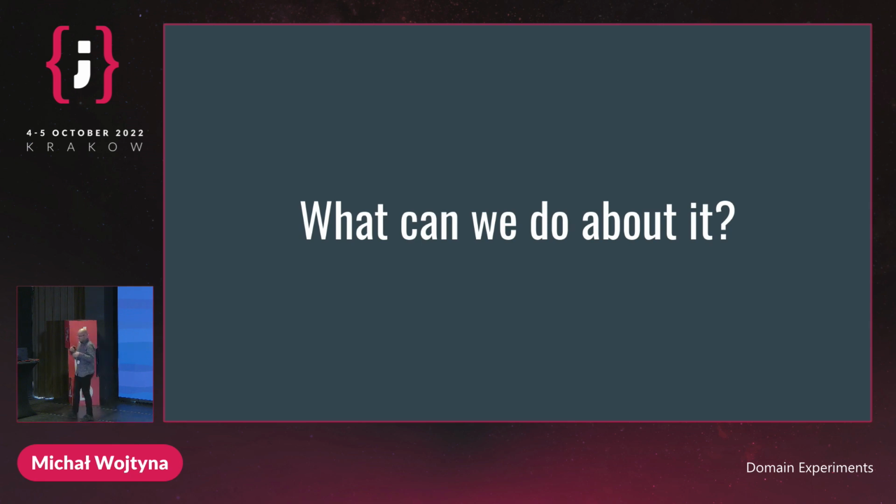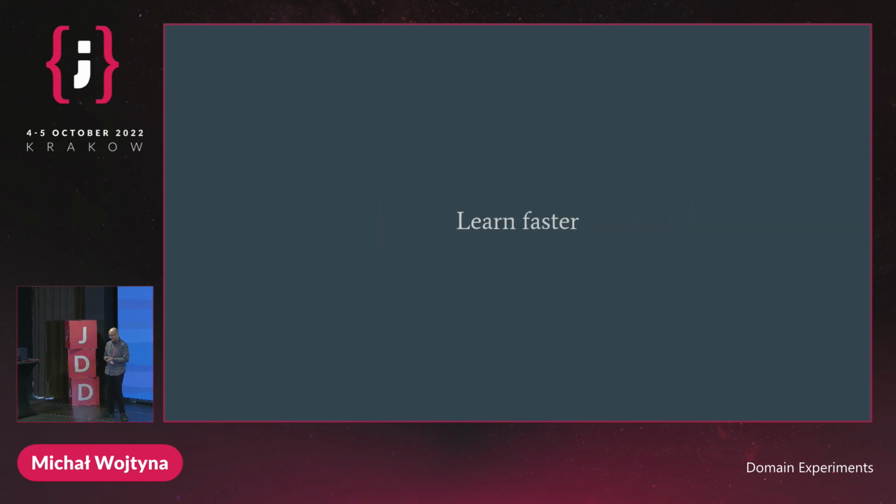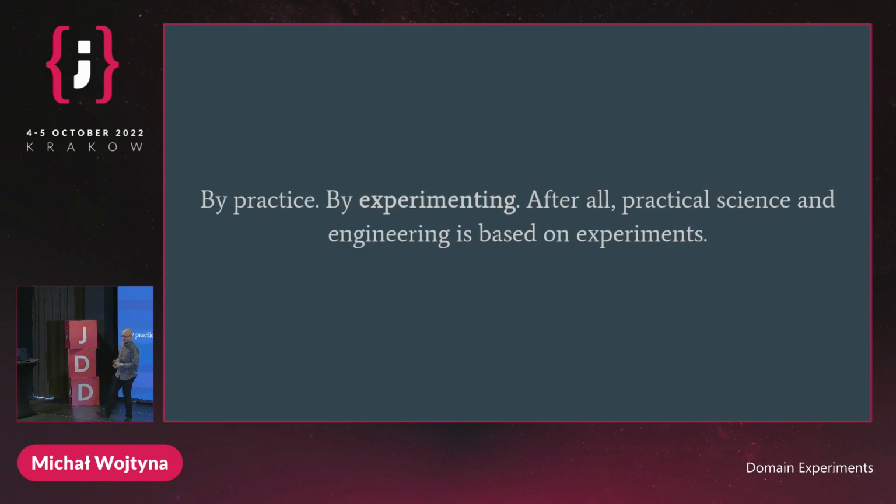So what can we do? Yeah? There must be something we can do about it. And again, the answer is obvious. We need to learn faster. We need to iterate faster. But how can we do that? What's the best way to learn? And I think the best way is by practice and by experimenting.